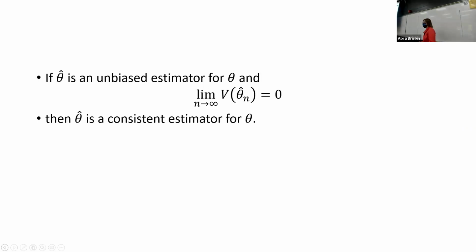When theta hat is an unbiased estimator for theta, then we have another way we can use to check if it's consistent. And that is if the variance of theta hat approaches 0 as the sample size approaches infinity.